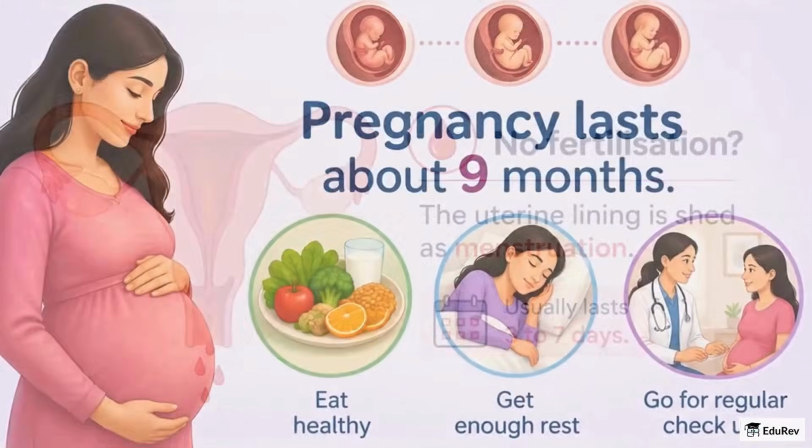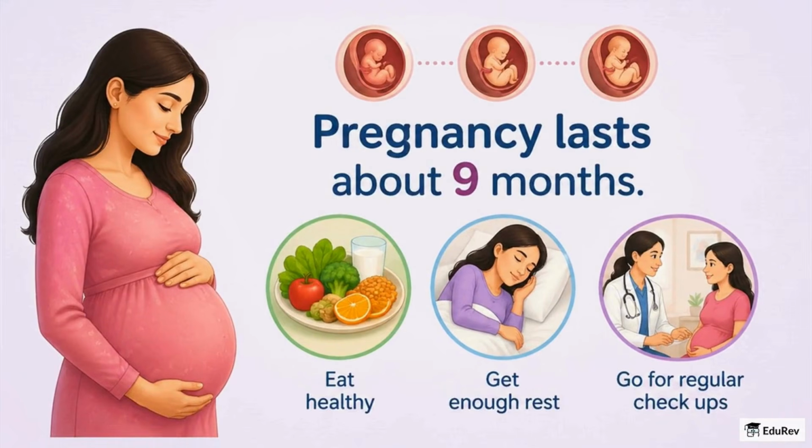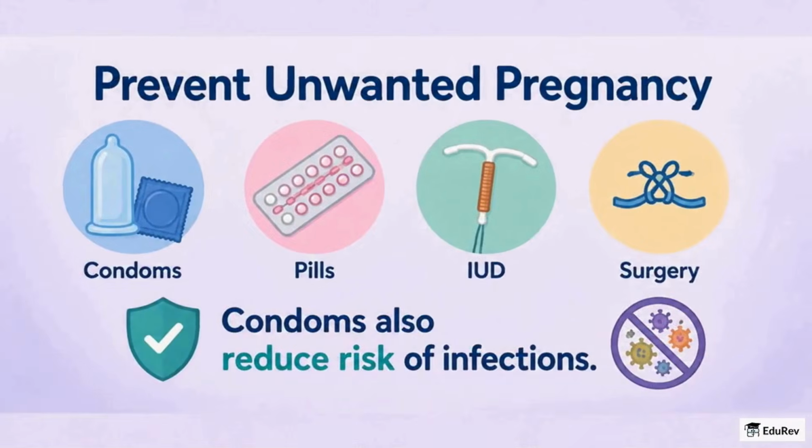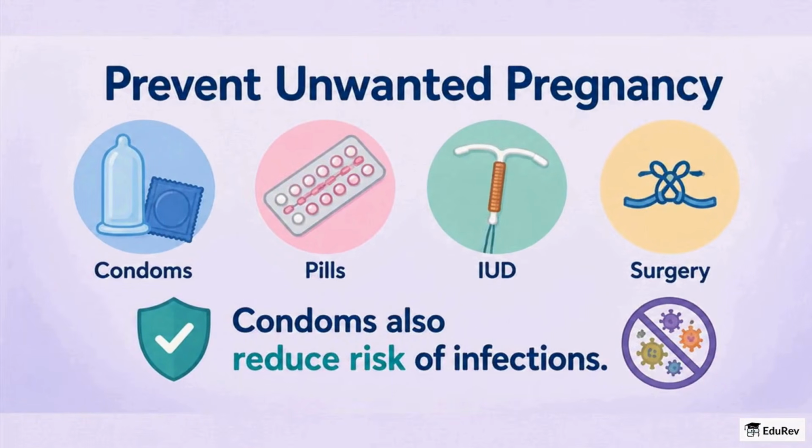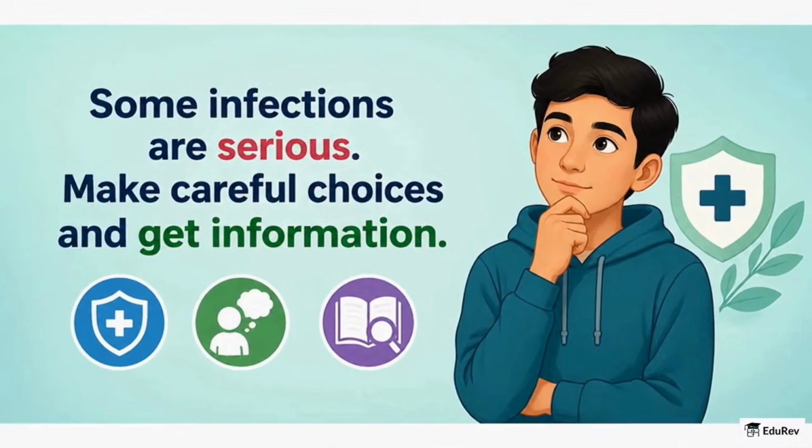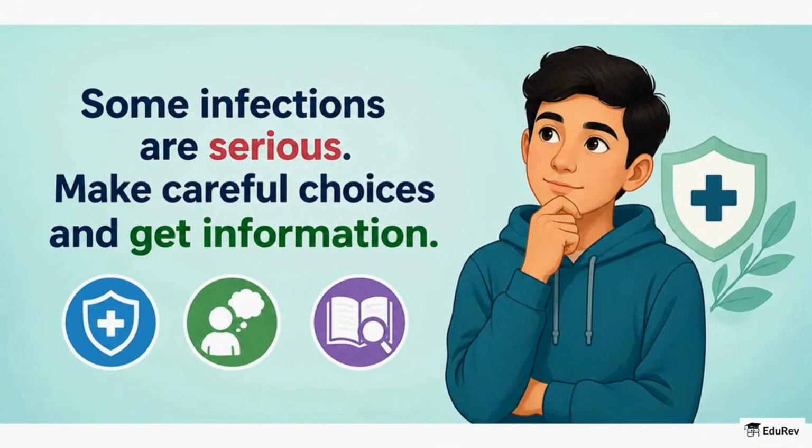to 7 days. Pregnancy lasts about 9 months in 3 trimesters, and the mother needs good nutrition, rest, and medical checkups. Methods like condoms, pills, IUDs, and surgery can prevent unwanted pregnancy. And condoms also reduce the risk of infections. Some infections are serious, so making careful choices and getting information is important.